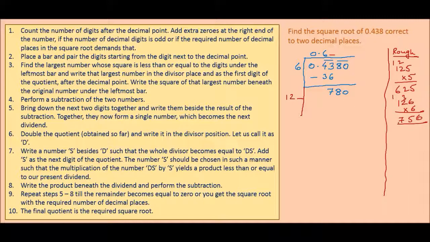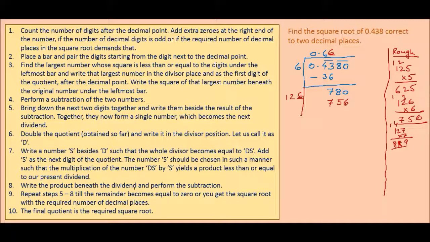I think we cannot take 127. 7 times 7 is 49 and 7 times 2 is 14 plus 4, 18. No, it will be 889, which is more than 780. So we have to take 6. And 126 multiplied with 6 will be giving us a product of 756. So we write over here.